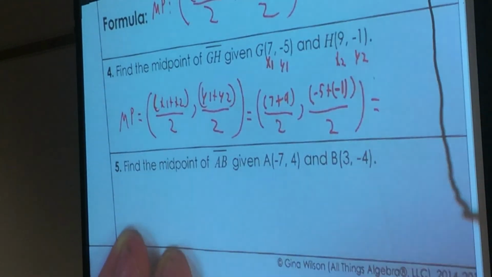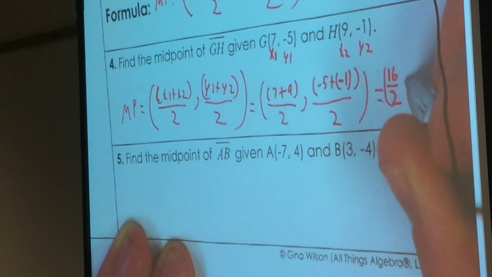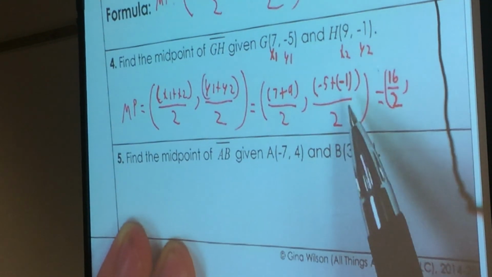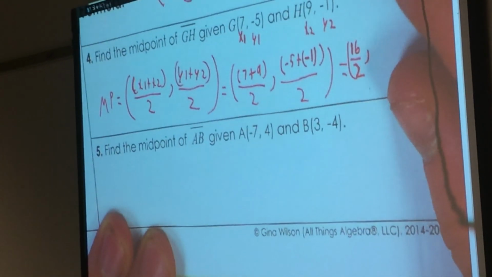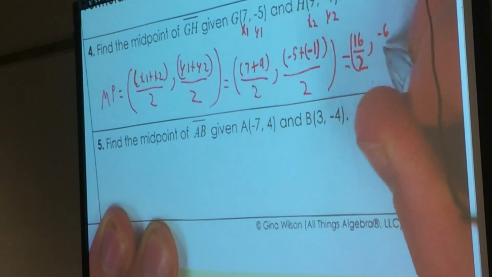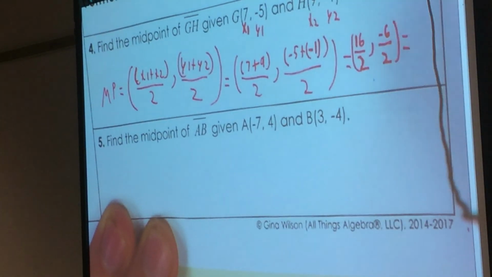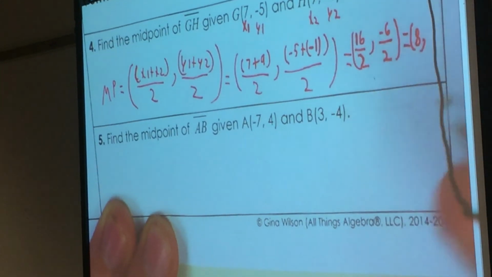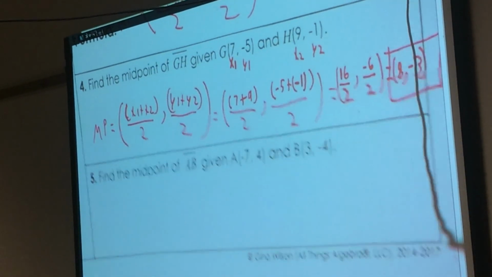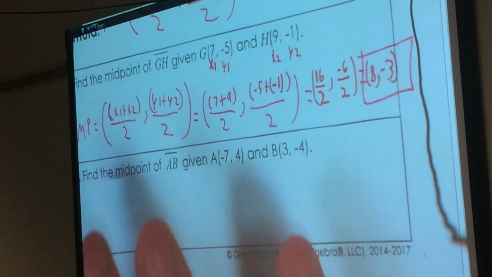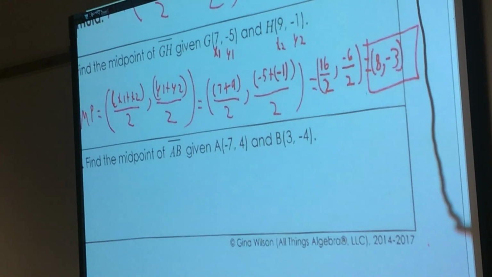7 plus 9 is 16. So that's 16 over 2. Negative 5 plus negative 1, which would be negative 5 minus 1, is negative 6 over 2. Now I'll just do that. 16 divided by 2 is 8. Negative 6 divided by 2 is negative 3. That's the point it wants. 8, negative 3. So when I find the midpoint, I'm finding the actual point in the middle.